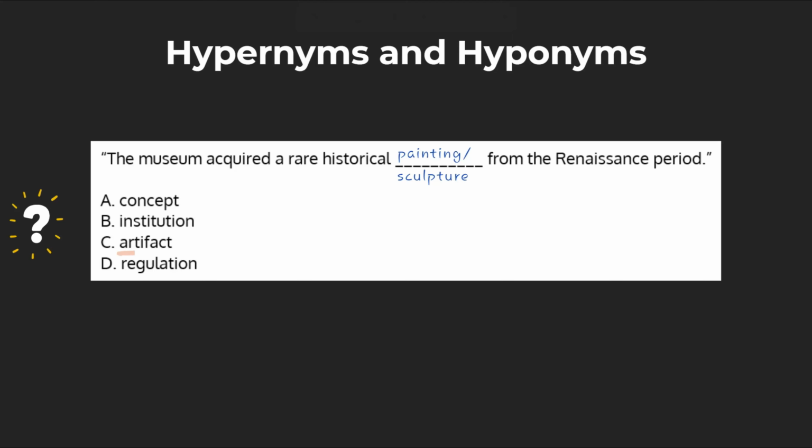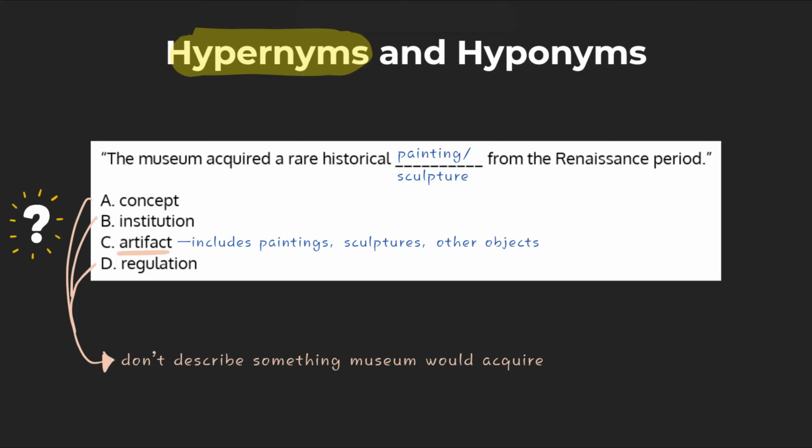Choice C, artifact, is a broader category that includes paintings, sculptures, and other physical objects from a historical period. Meaning, in this context, it's a hypernym of painting or sculpture. The other choices don't describe something a museum would acquire as a physical historical object. This is a good example of why you shouldn't eliminate an answer just because it's more general or more specific than the word you had in mind. As long as it matches the meaning the sentence is asking for, it can still be correct.